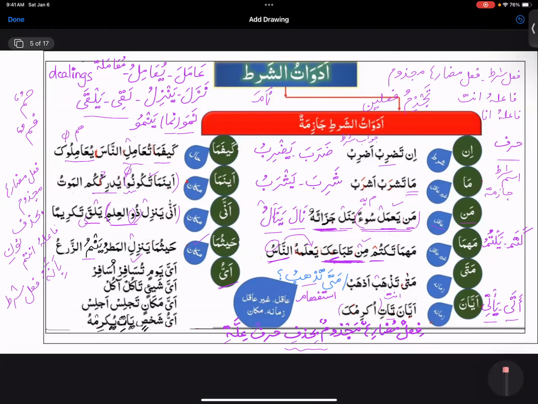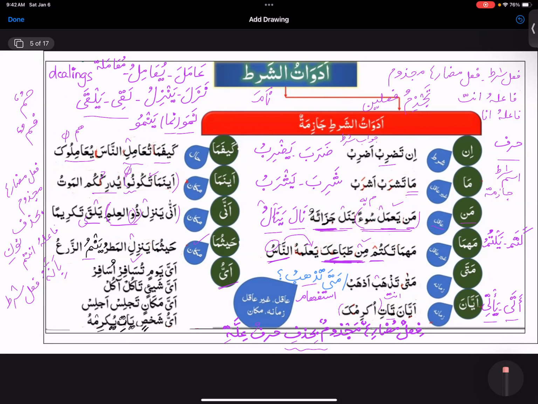Ayya makanin tajlis ajlis. What is the translation? Wherever you sit, I'll sit. Same thing. Ayya makanin is mudaf mudafilehi. It is our ismu shart. Tajzimu feilaini, right? And tajlis is felu shart and ajlis is jawabu shart.